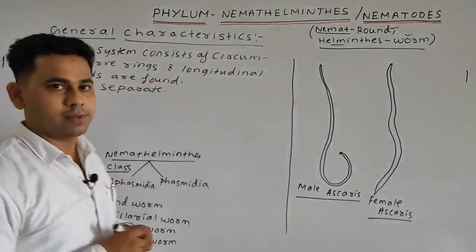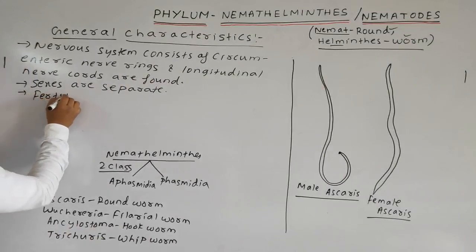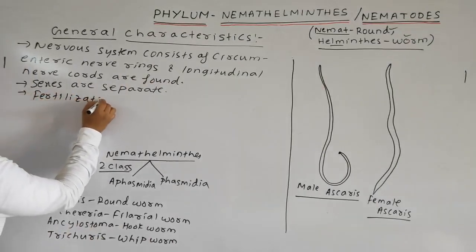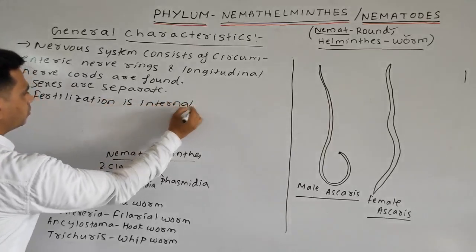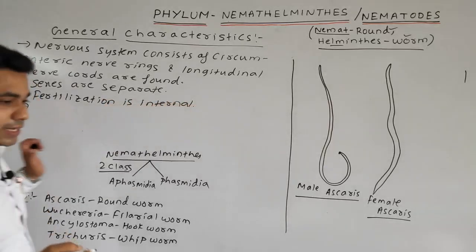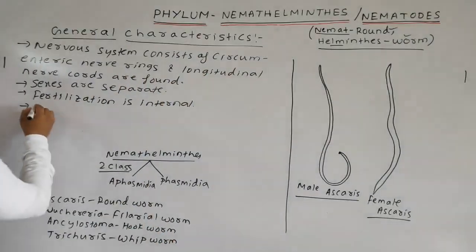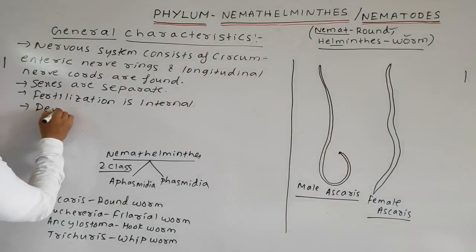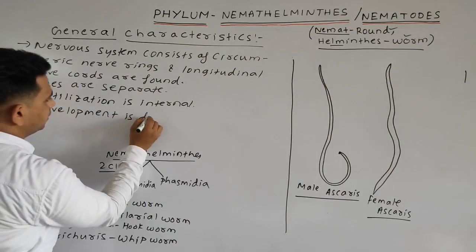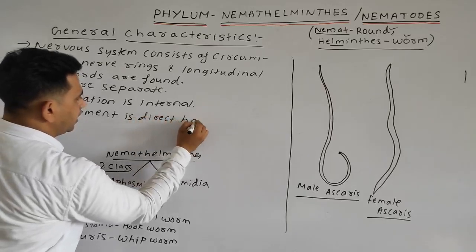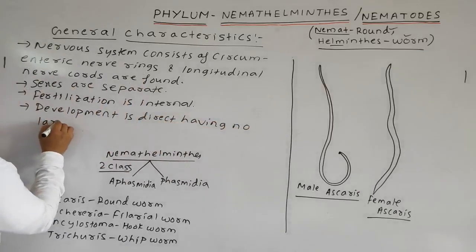Means the fertilization takes place inside the body. Next point. The fertilization is internal. Okay. And the last point, the development is direct, having no larval stage.